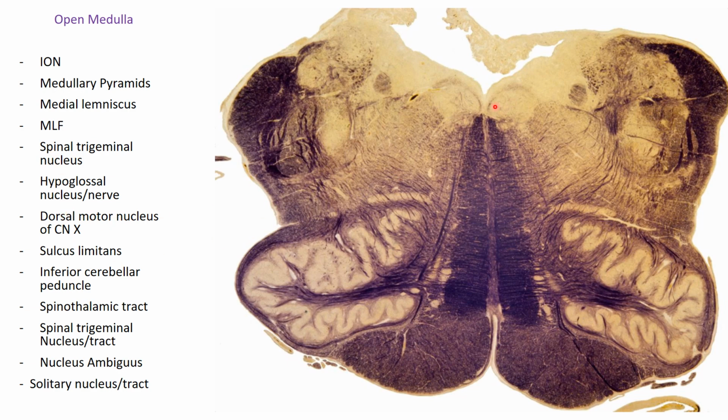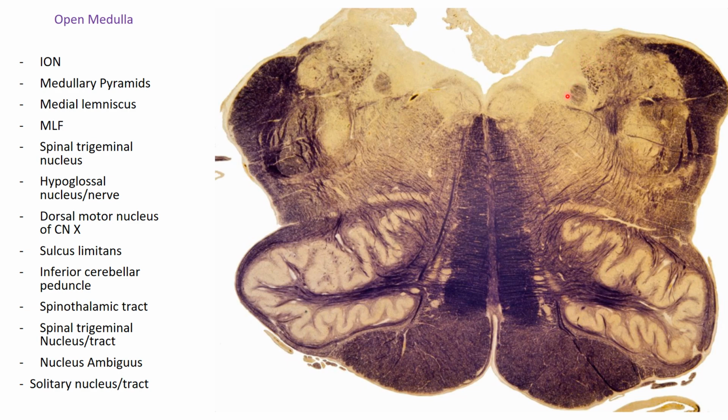Now, here we can see in a lot more detail the hypoglossal nucleus and the dorsal nucleus of the vagus nerve. So let's start with the hypoglossal nucleus. In the region of the open medulla, the hypoglossal nucleus is going to be located more medially. So right here is going to be the hypoglossal nucleus. Now as we go more laterally, so here's our sulcus limitans, so everything medial is going to be motor. So right here, that is going to be the dorsal motor nucleus of cranial nerve 10, which is your vagus nerve. Now that we've gone past the sulcus limitans and we're going more laterally, this is going to be sensory.